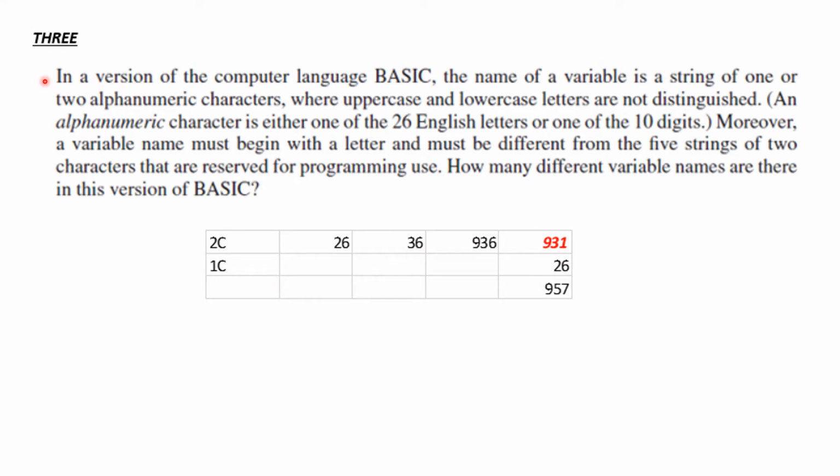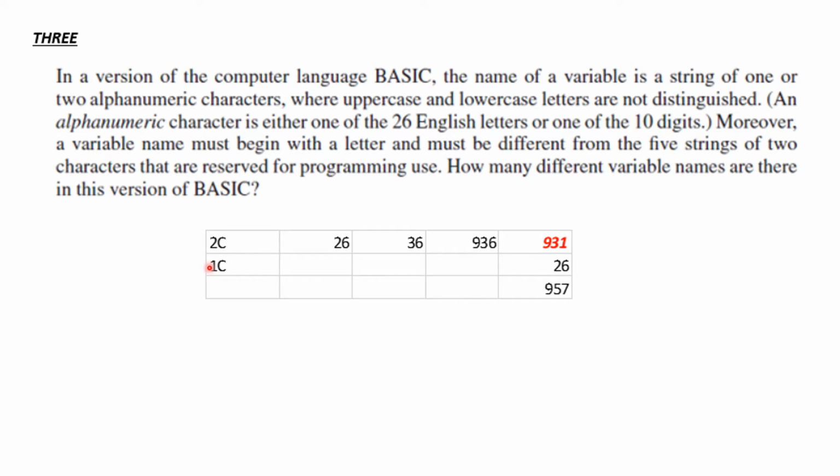Problem 3. In a version of the computer language BASIC, the name of a variable is a string of 1 or 2 alphanumeric characters, and the upper and lower cases are not distinguished. An alphanumeric character is either one of the 26 English letters or one of the 10 digits. These are 0 through 9. Moreover, a variable name must begin with a letter and must be different from the 5 strings of 2 characters that are reserved for programming use. How many different variable names are there in this version of BASIC?